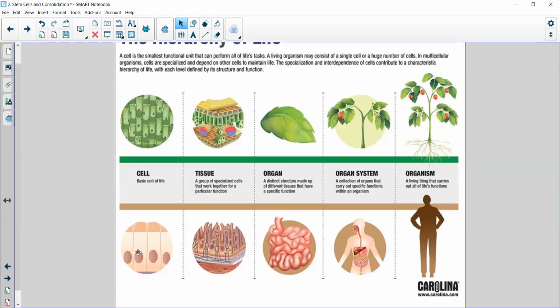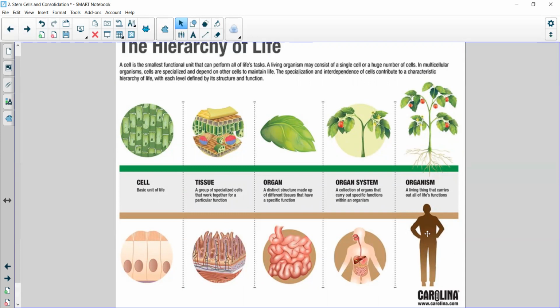Same idea down here, we can see that in the animal and the human. So this is actually a small intestine cell, which forms a tissue, which is the villi, which is part of our small intestine, which forms the organ, the small intestine, which is part of a larger system, the digestive system, and then all the other systems join together to form the human, the organism.